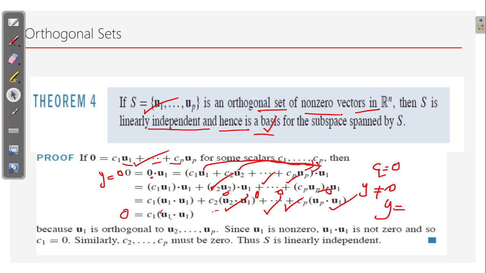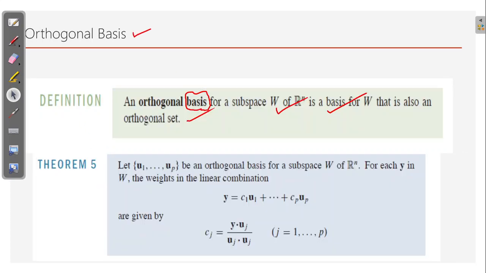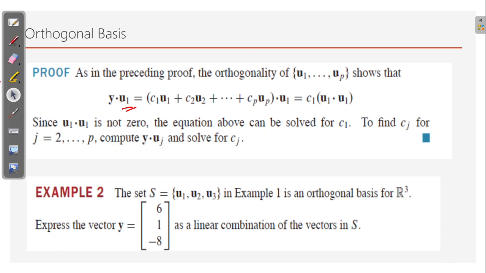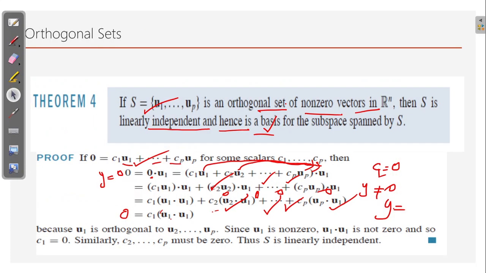y is some non-zero real number. So y dot u1 will be equal to c1 u1 plus c2 u2 plus and so on up to cp up, dot u1. The same reduction technique applied in the case of 0 dot u1 has to be applied here.